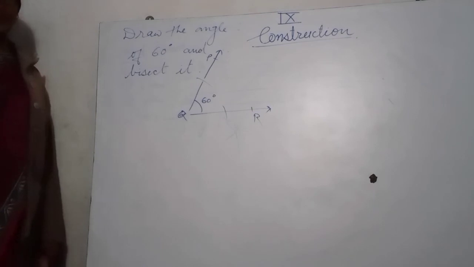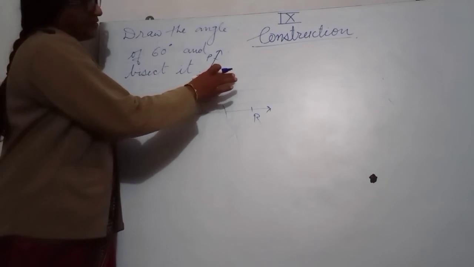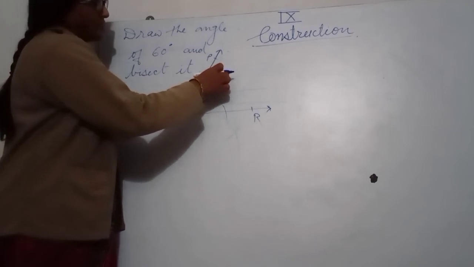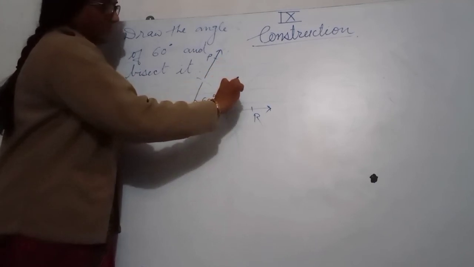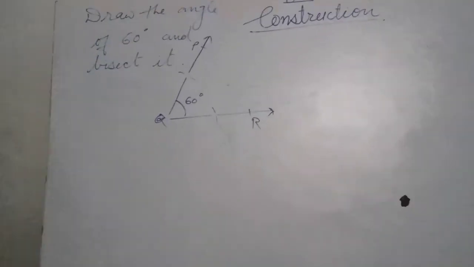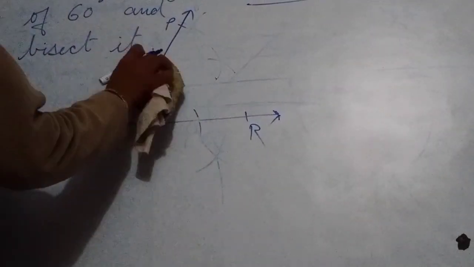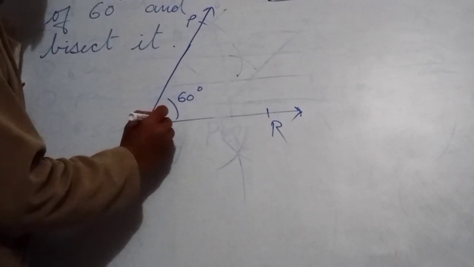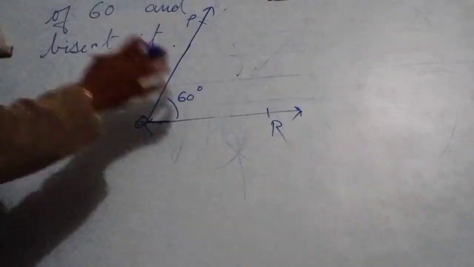Okay. Now the same distance, put the iron knock on the curve and draw one more curve like this. Let me erase first. Now this is angle PQR of 60 degree. Now we are going to bisect it.